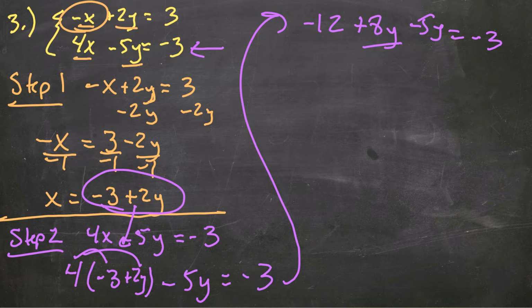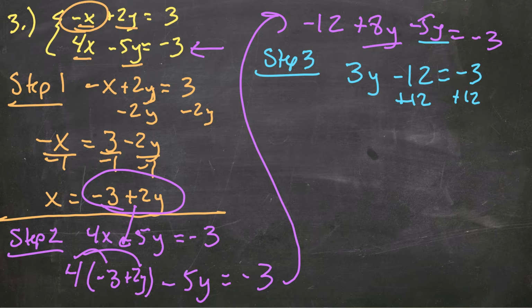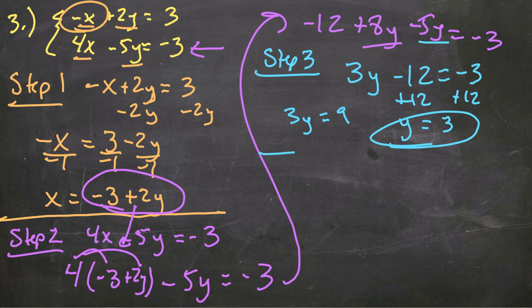So step 3 says I'm going to start solving. I combine my like terms, I get 3y minus 12 equals negative 3. I add 12 to both sides. I get 3y equals 9, so y equals 3. That's my number answer, like I should have got for step 3. That means I have to go to step 4.